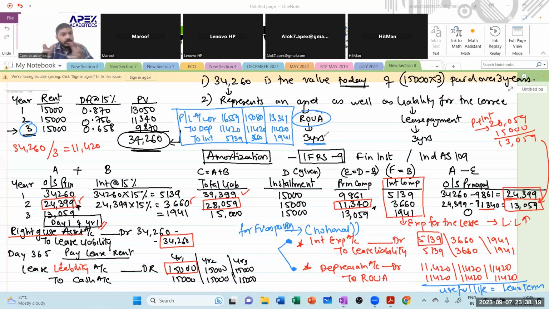Okay. Substance over form. You go to the depths of it. What is the depth of it? You are using my motorcycle. You are the owner of the right to use the motorcycle, not the motorcycle.